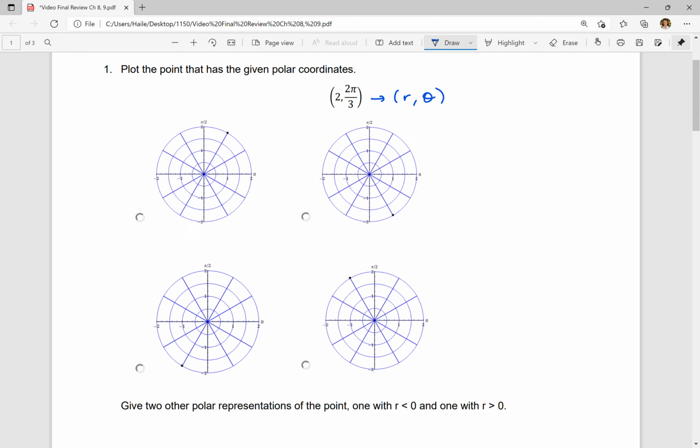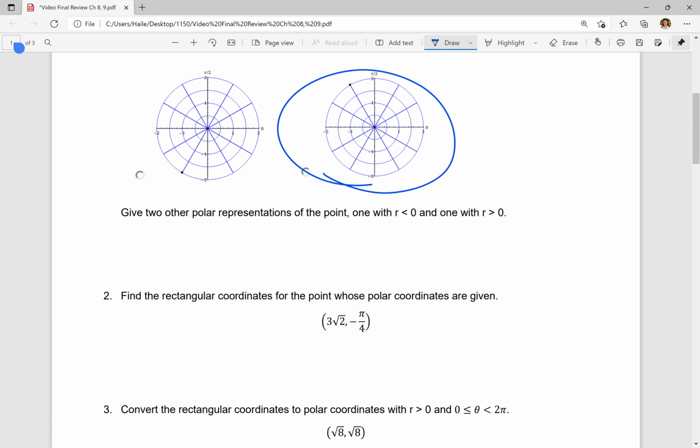So for the point 2 comma 2 pi over 3, we would go out a radius of 2 and then around the circle until we hit the angle 2 pi over 3, which would be somewhere about here. And so our point should look something like this. And if we look at our four answer choices, the only one that looks like that is this one down here.